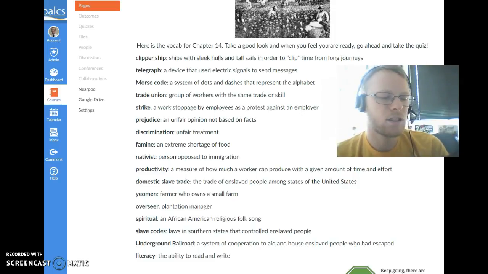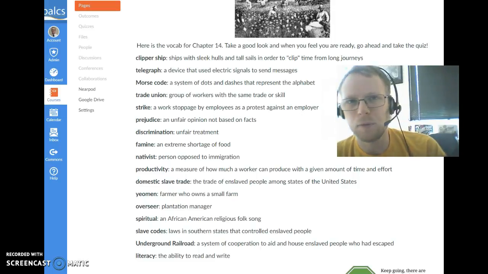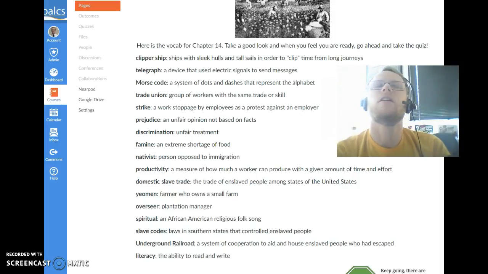Slave codes were laws in southern states that controlled enslaved peoples. It was things like slaves aren't allowed to know how to read and write, and they can't gather in large groups and things like that. Basically, they were made to prevent slave rebellions.